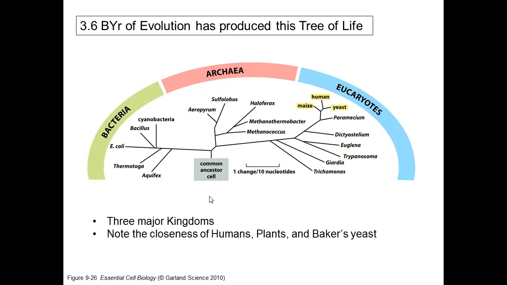And this is what 3.6 billion years of evolution has produced: prokaryotes, the bacteria and the archaea, and the eukaryotes. This common ancestor cell was the cell that appeared around 3.6 billion years ago, and the distances here are related to the evolutionary times. Notice how close plants, humans, and single-celled baker's yeast are in this tree of life compared to bacteria such as E. coli. It's really remarkable to think about how such three very different forms of life are still so closely related.